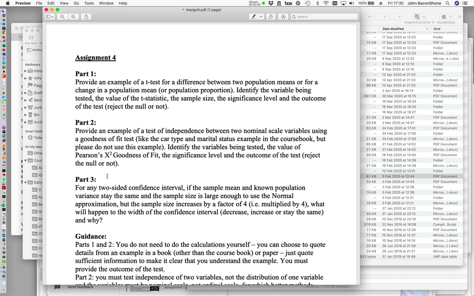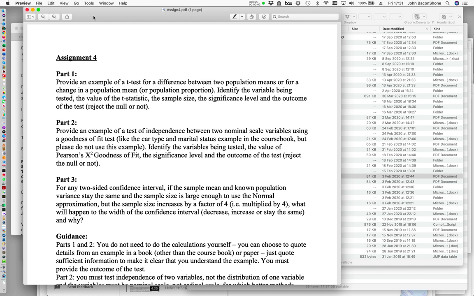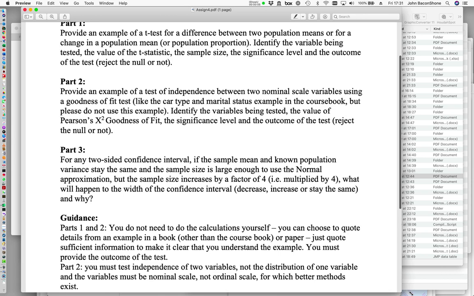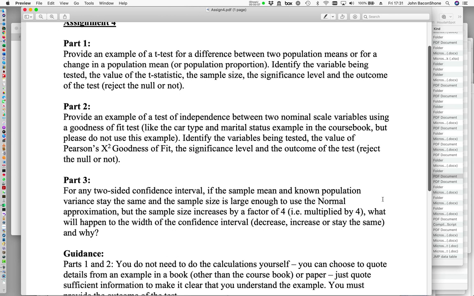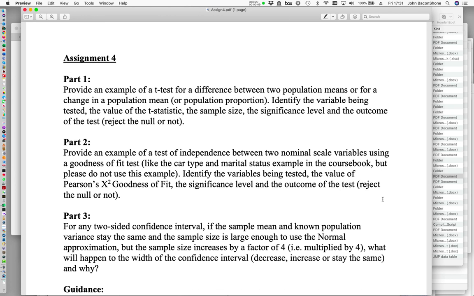Okay, so now we come to the fourth weekly assignment. This assignment is a little bit more complicated than the other ones. This assignment has 3 parts, but each of the parts is relatively straightforward.